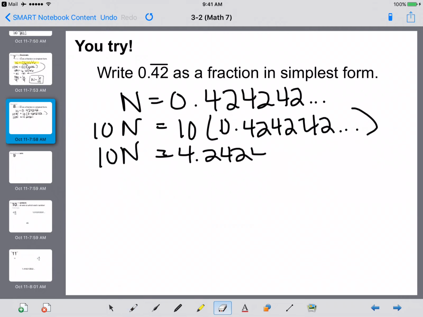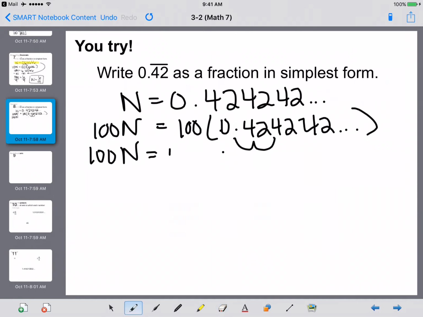Oh, so correction. I need to get whatever's repeating in front of the decimal. So multiplying by 10 isn't going to work. I'm going to need to multiply by 100 because I want to move my decimal over 2 places. So the repeating part is in the front. So I'm going to have 100n equals 42. Let's make this look nicer. 42.4242. So this part up here that was repeating is now in front of our decimal.